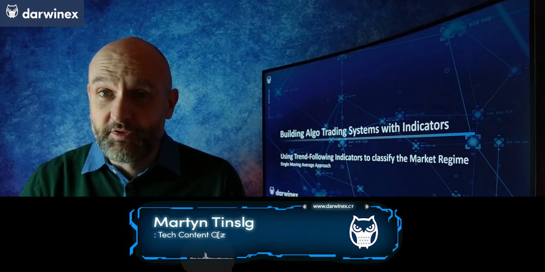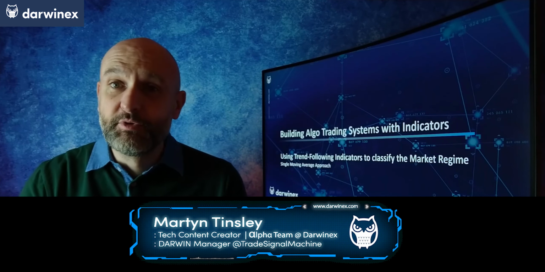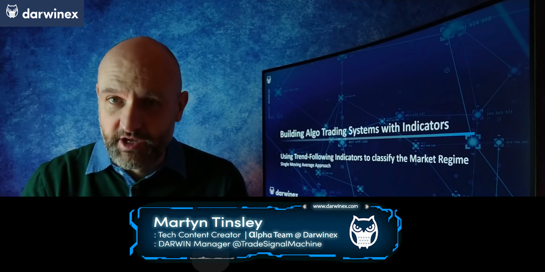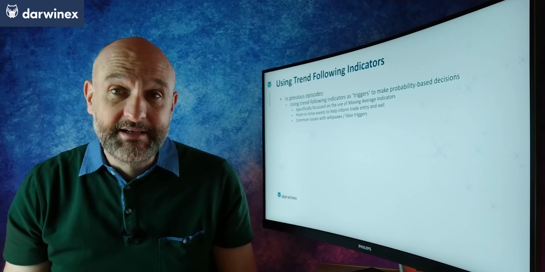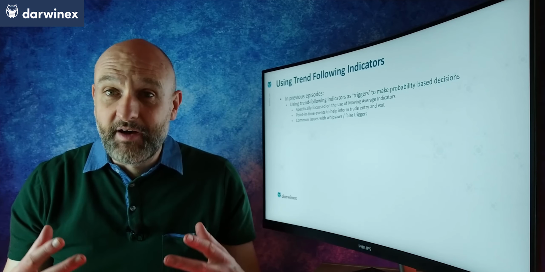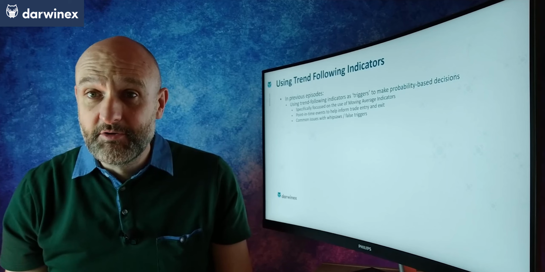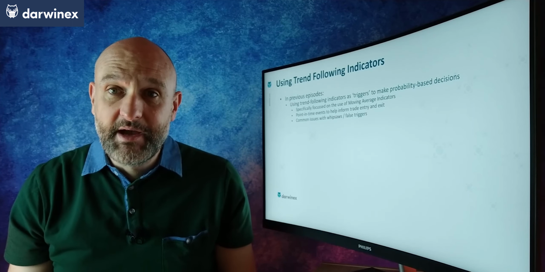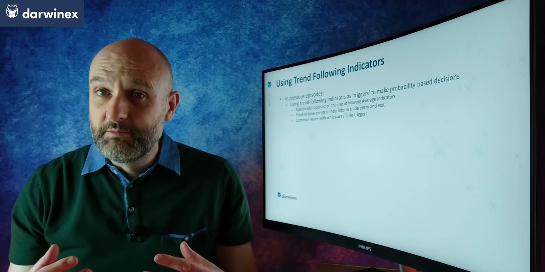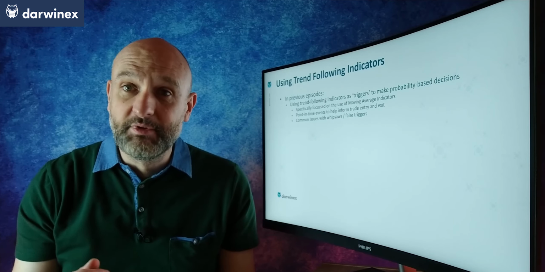So as I said in the introduction, we're going to continue the theme today of looking at how we can use indicators to help us classify the market regime. So we're now moving on from using the trend following indicators to identify a trigger point for our trading system. If you missed that episode, I would recommend that you watch it, because it provides valuable information not only about how you can potentially use these indicators, but also starts to highlight some of the issues.